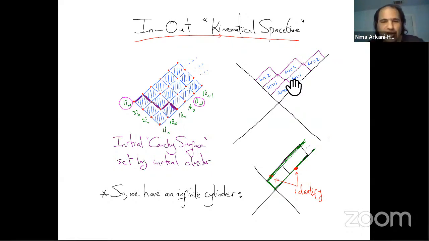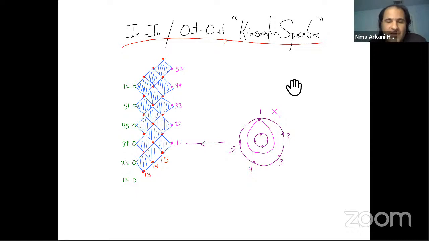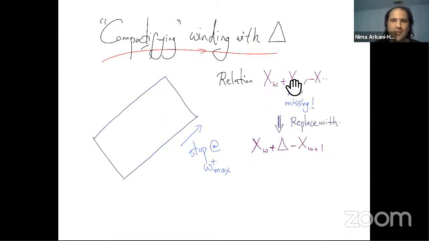You still get a strip, but you get an infinite cylinder, and it's infinite because you can keep winding forever. So that's the infinite winding: you can, in principle, have this cylinder that goes off to infinity. You can have the variables involving just the out-out and the in-in ones, and those are finite, but they also have a nice natural kinematic spacetime mesh associated with them.